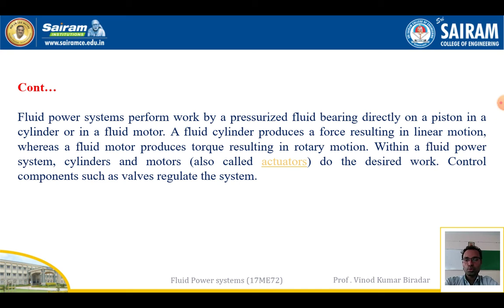Fluid power systems perform work by using pressurized fluid bearing directly on a piston in a cylinder or in a fluid motor. A fluid cylinder produces a force resulting in linear motion, whereas a fluid motor produces a torque resulting in rotary motion. This is very important, so I will repeat: a fluid cylinder produces linear motion, whereas a fluid motor produces torque and rotary motion. Parts called actuators do the desired work, and we also use components to control the system, such as valves regulating it.